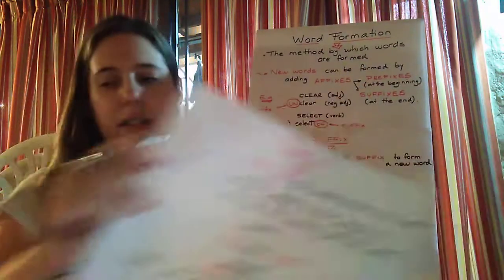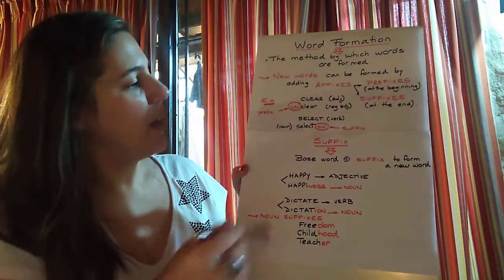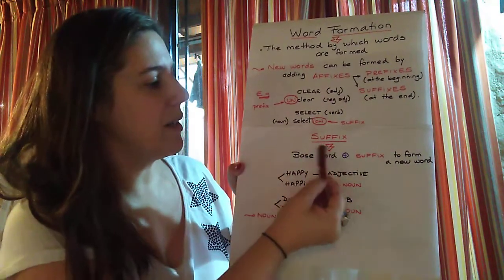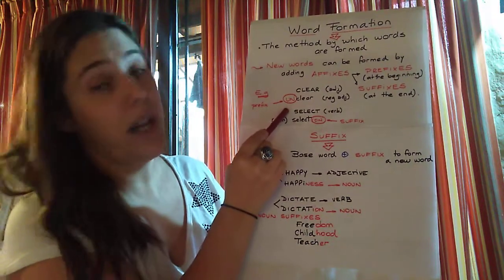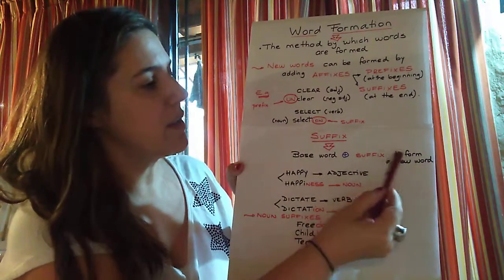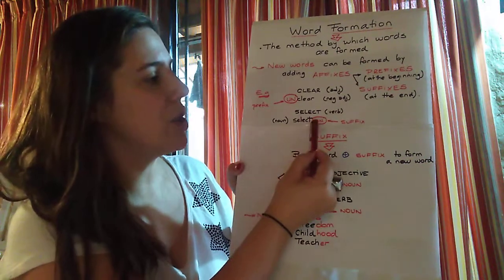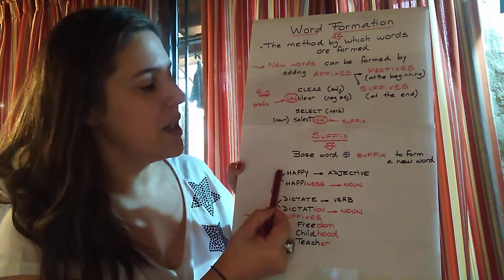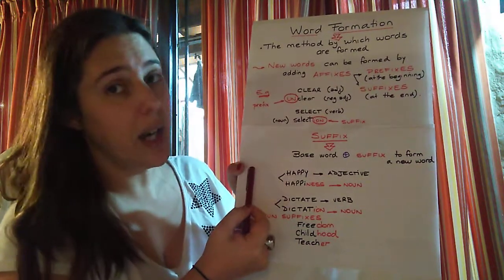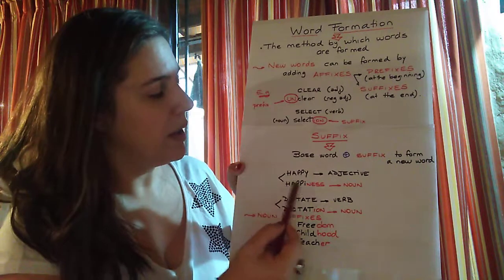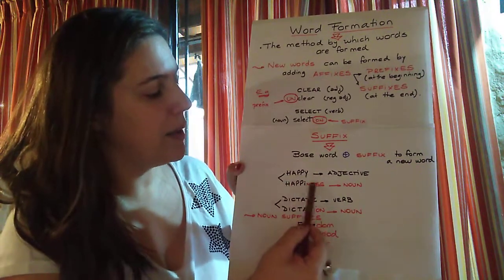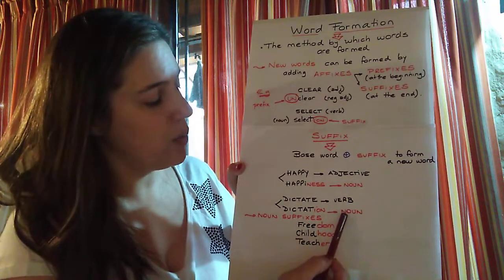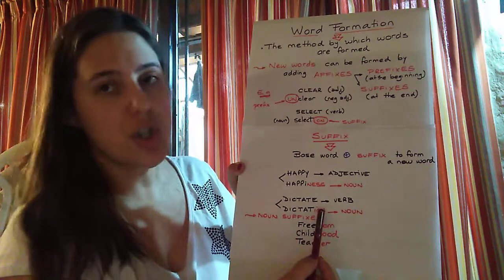Now, let's deal with suffixes. The suffix, as I said before, goes at the end. So I need the base form, the verb select, for example, and then the suffix to form a new one. Selection to form the noun. Another example, if I have the adjective happy and I need the noun, I'm going to form the noun by adding ness, happiness. If I have the verb dictate and I need a noun, I'm going to have dictation.